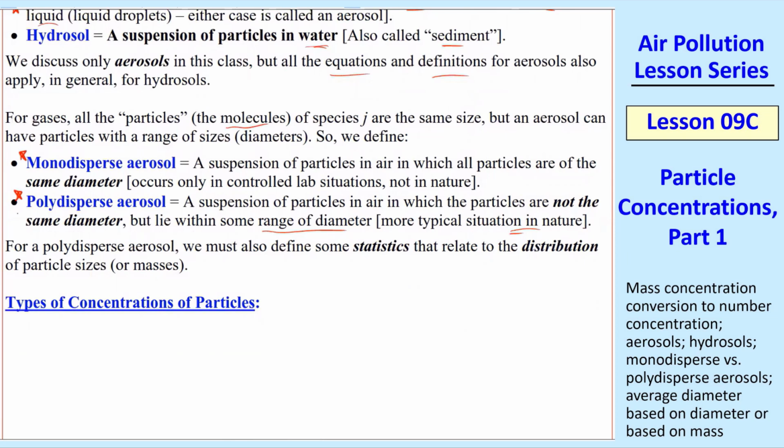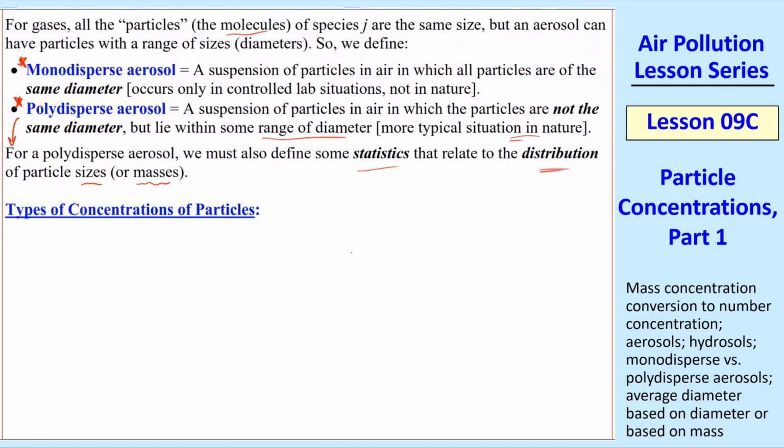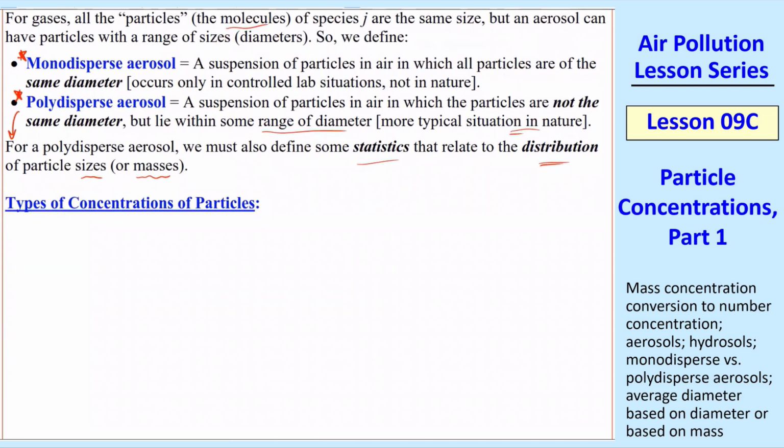And when you have a polydisperse aerosol, you have to define some statistics that relate to the distribution of the particle sizes. And we'll also do that in terms of sizes or masses. So we'll typically have polydisperse aerosols in our examples, but we're going to use monodisperse to derive some equations to make it simpler.